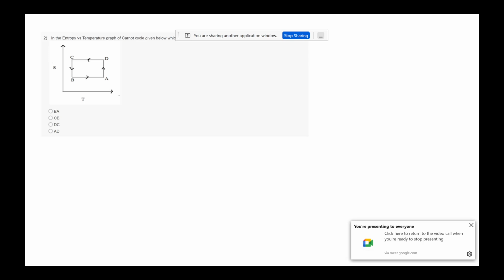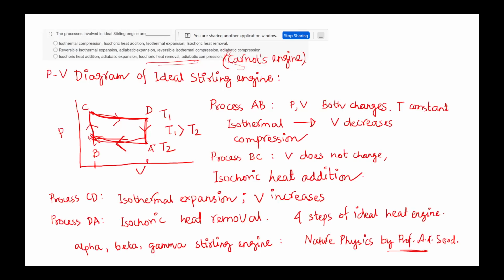The trick is that you have seen the PV diagram of the ideal Carnot cycle, but they have just given the TS diagram. Let me mark it. So this will be this option, right? It's quite straightforward.